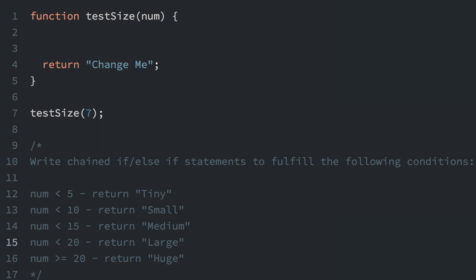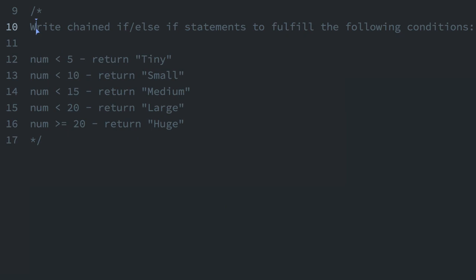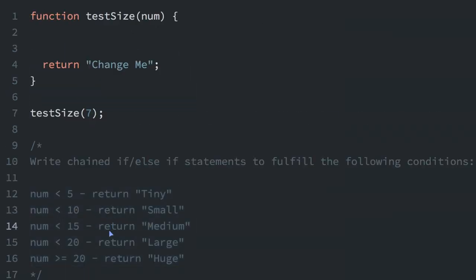You can also chain if and else if statements. So I'm going to complete the following challenge here. Write chained if/else if statements to fulfill the following conditions. So we have these conditions where if the number is less than 5, we're going to return tiny. If it's less than 10, return small, and so on. So what I'm going to do is actually just copy this right here because part of it's written exactly how we want it to be written.